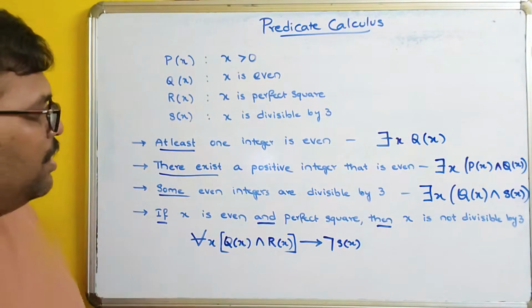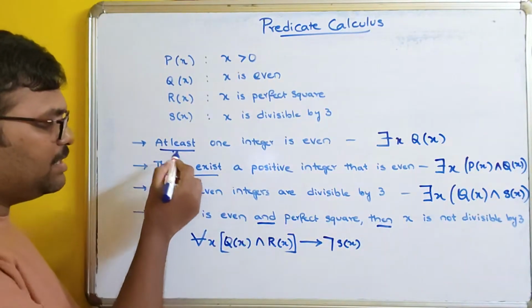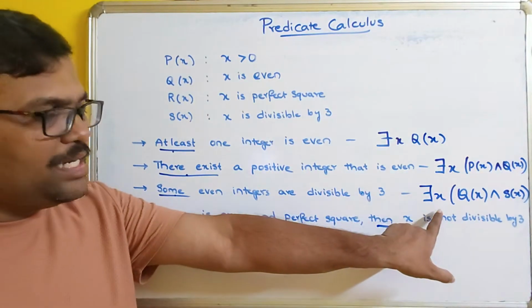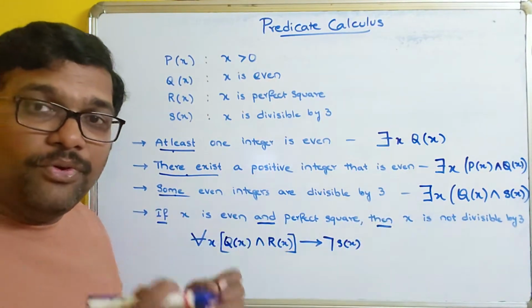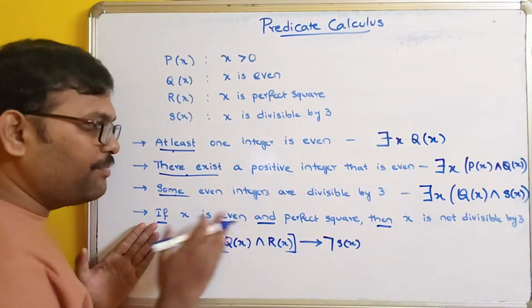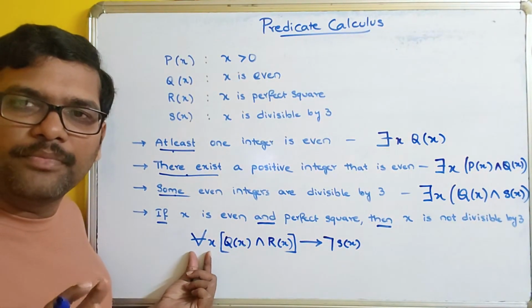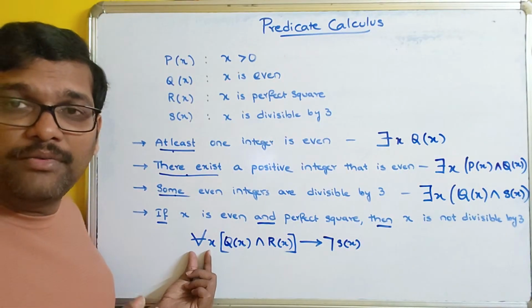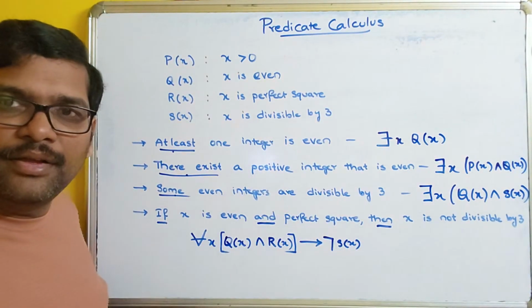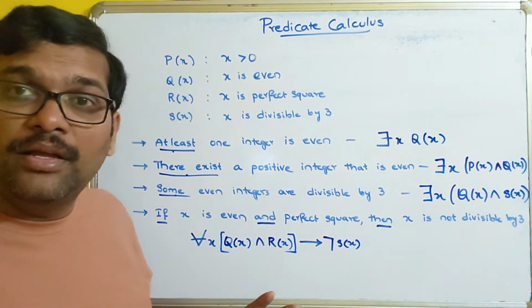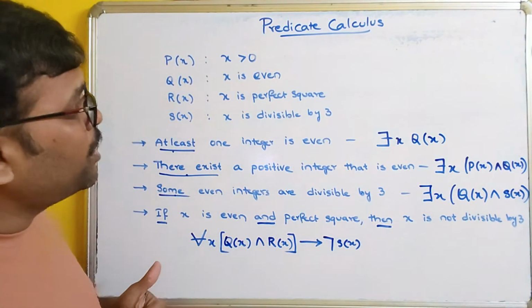Okay, just remember, if you get words like at least, there exists, some, like this, you have to use the existential quantifier. And if you are having any word like if then, you have to use the for all or every. Okay, if then or every. Just remember these points. Okay, so hope you understood this one.